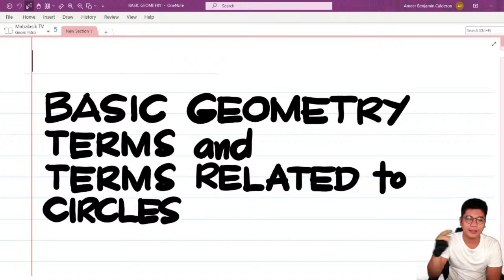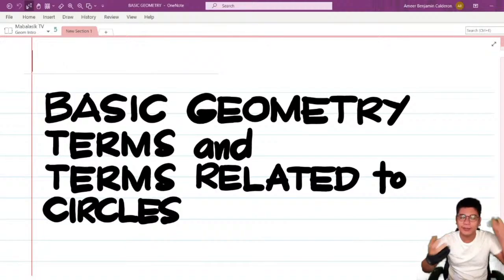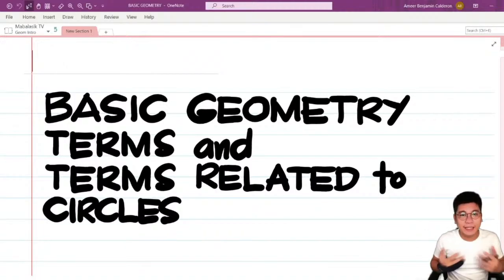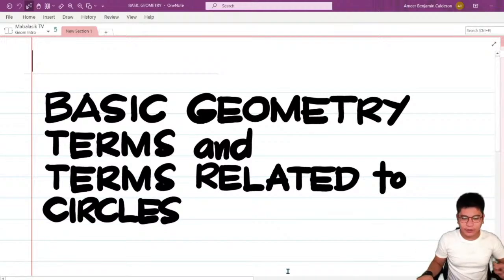para nang sa ganon, kapag meron tayong mga definitions in the future, alam natin or ma-identify natin or ma-absorb natin yung concept kasi hindi vague or hindi malabo para sa atin yung mga terms na ginagamit sa mga future definitions natin. So we are going to discuss basic geometry terms and terms related to circles.